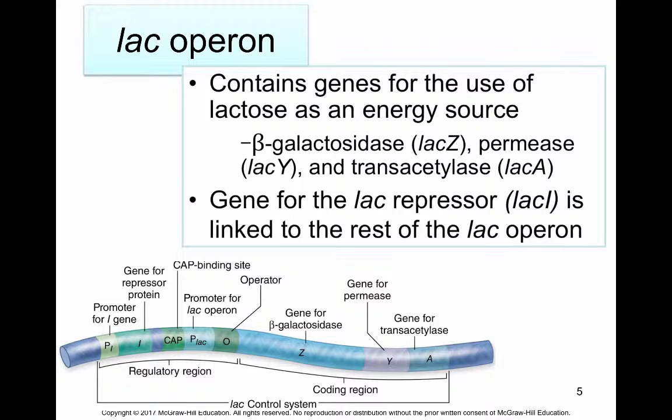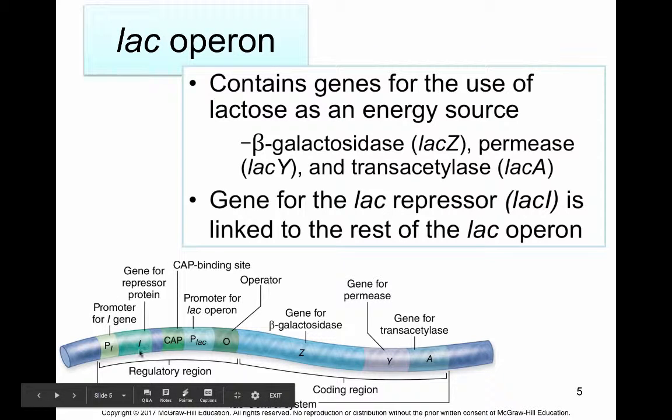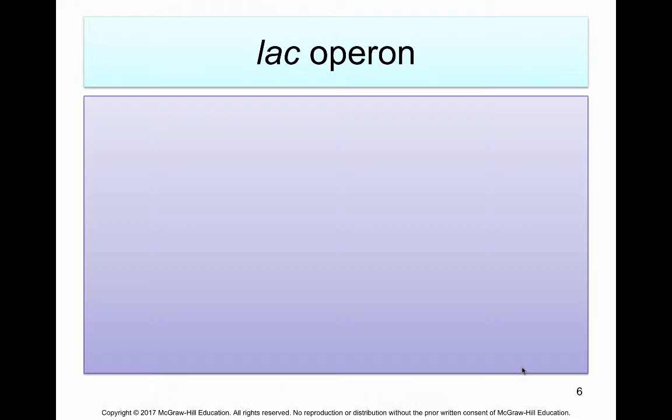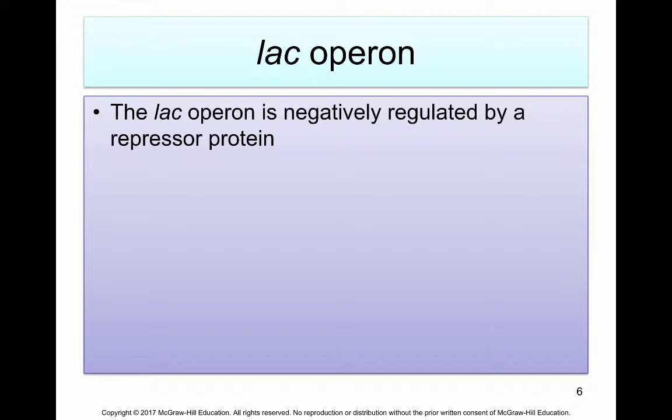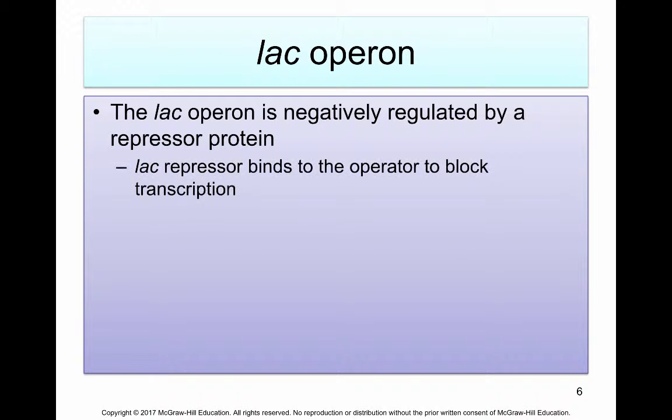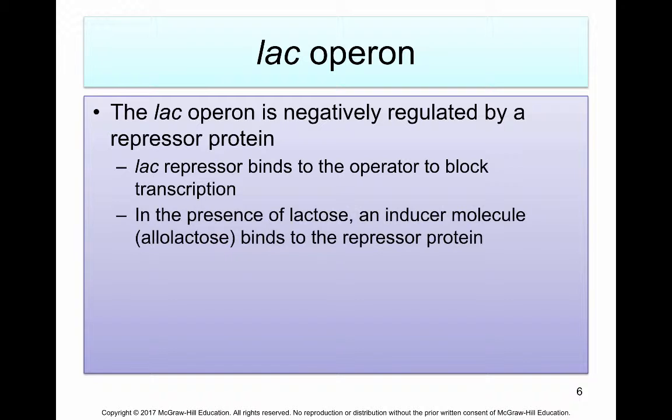The lac repressor is also, you'll see, upstream a little bit here of the operon for the gene for lactose. So the lac operon is a negative regulation operon using a repressor protein. Now, lactase does not always have to be present. It is made in low amounts, but for the most part, the repressor binds to the operator to block the transcription and therefore the production of lactase.